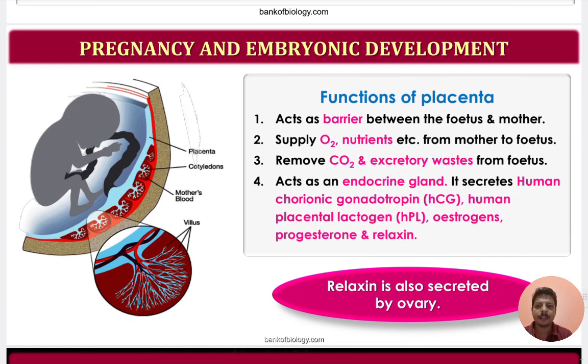Function of the placenta. Act as a barrier between the fetus and the mother. Supply oxygen and nutrients from the mother to the fetus through the umbilical cord. Removal of CO2 and excretory waste from the fetus. Act as the endocrine gland. It secretes human chorionic gonadotropin HCG, human placental lactogen HPL, estrogen, progesterone and relaxin. Relaxin is also secreted by the ovary.